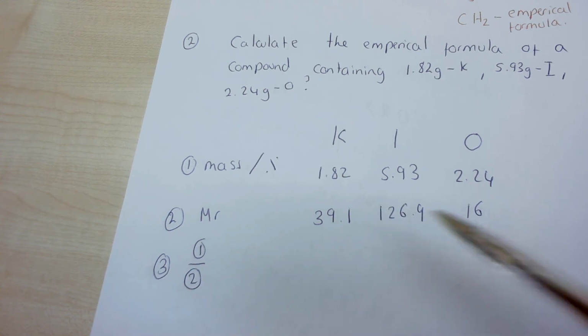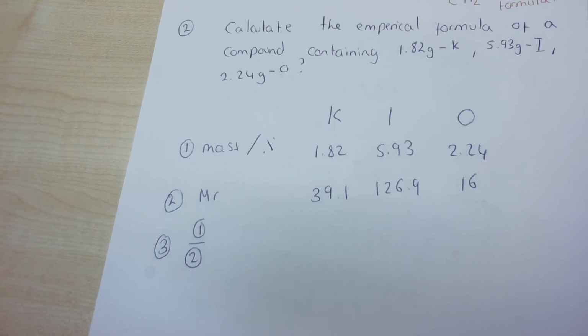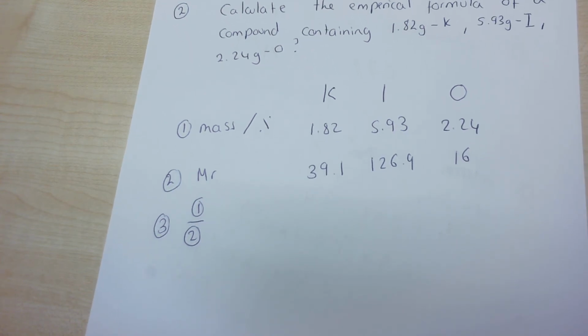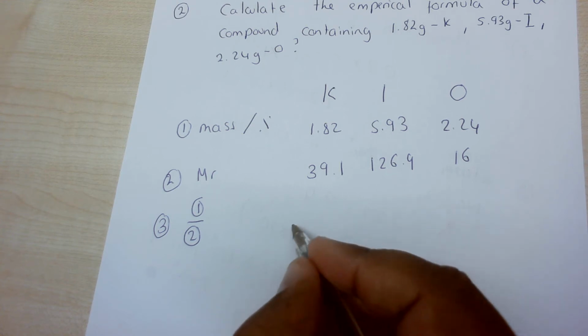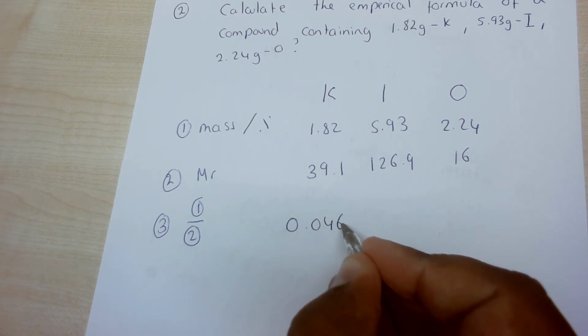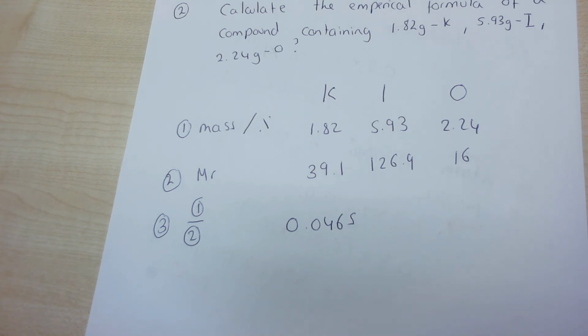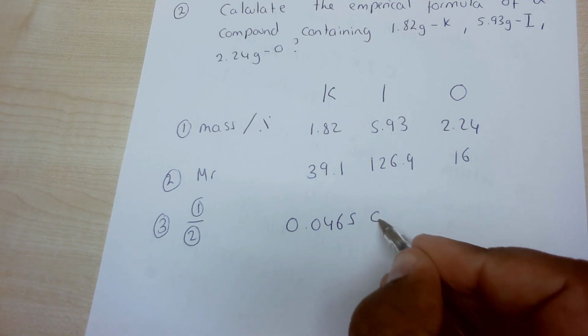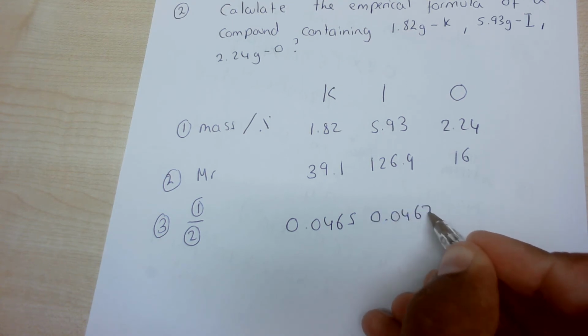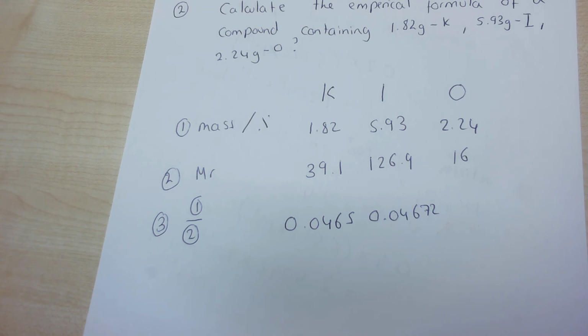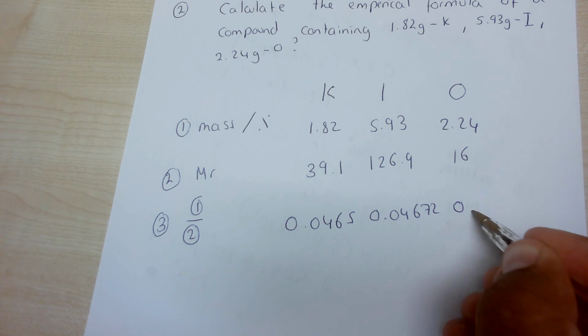So I do my mass divided by my MR. Technically, we're actually getting the moles of that. So we do 1.82 divided by 39.1. That's going to be equal to 0.0465. Then we're going to do the 5.93 divided by 126.9. Sorry, that's going to give you your 0.04672, and we're going to do your 2.24 divided by 16. That's going to give you your 0.14.